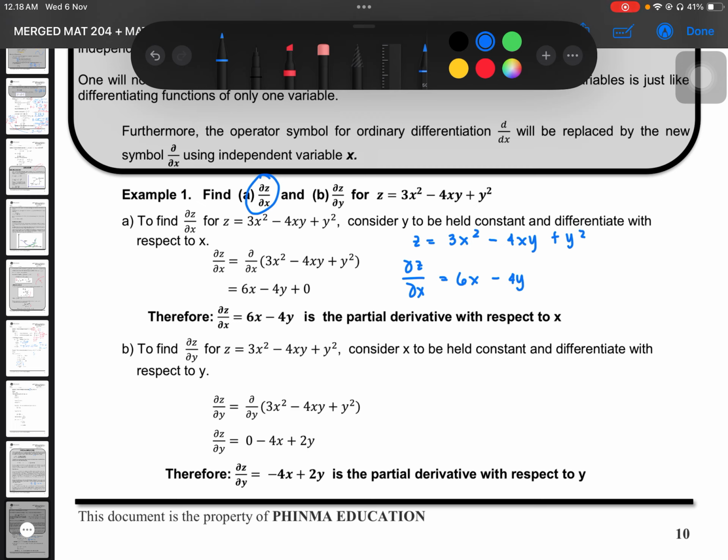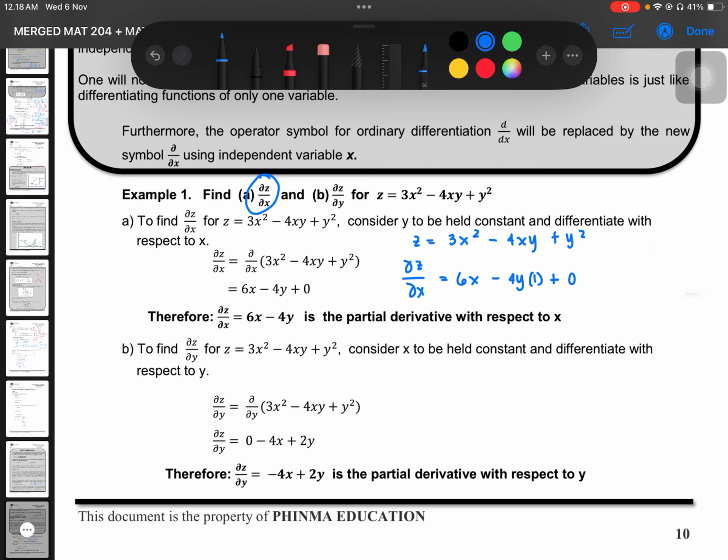Ano ang derivative ng x? Di ba 1 lang? Okay? Then, plus. Okay, y squared. Ma'am, kokopyahin lang po ba? No. Why? Because y squared is considered as constant. What is the derivative of constant? It is 0. So, therefore, this is 0.